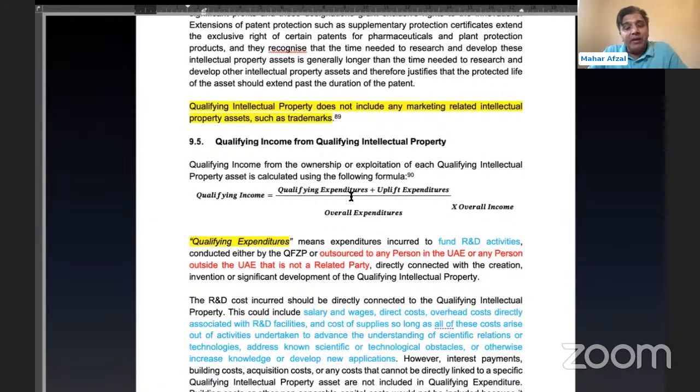They are asking for qualifying expenditure, basically R&D, research and development expenditures directly or indirectly ancillary to the development of the intellectual property, plus uplift. You need to uplift the qualifying expenditure by 30%, but this qualifying expenditure plus uplift should not be more than the total expenditure of the qualifying intellectual property. So R&D plus uplift, divided by overall expenditures of the qualifying intellectual property, multiplied by the overall income of the qualifying intellectual property. Whatever is the portion of income, that portion will be qualifying income, and the remaining will be straightforward subject to tax at 9%.